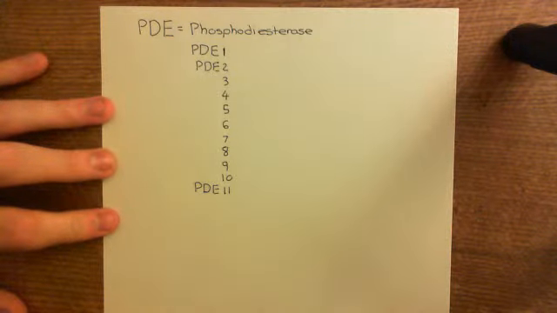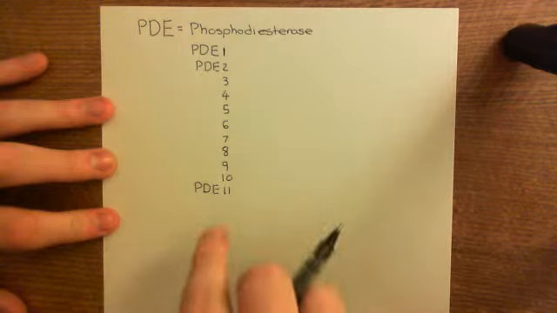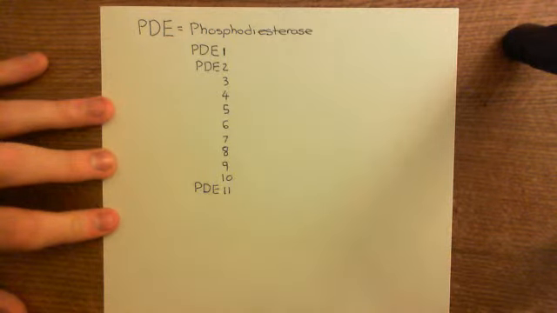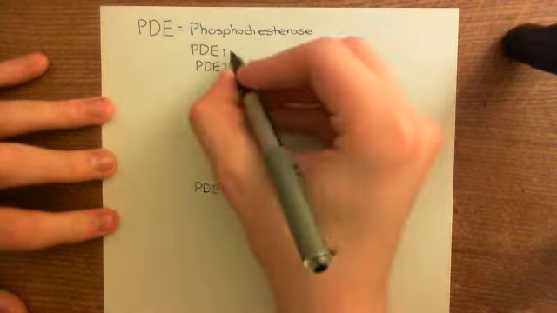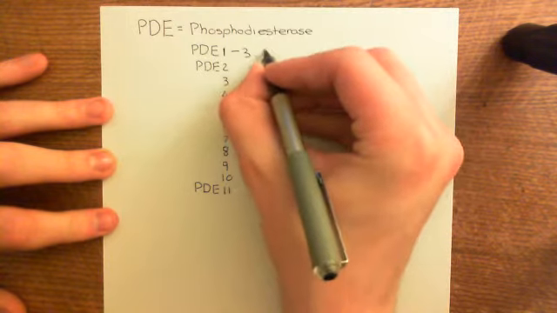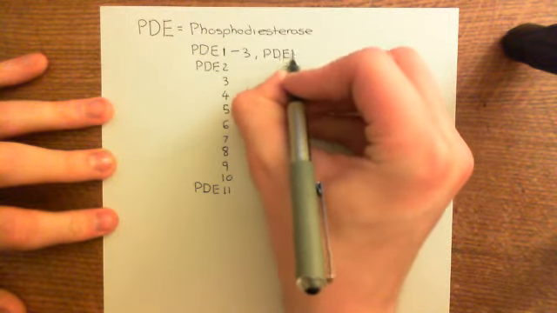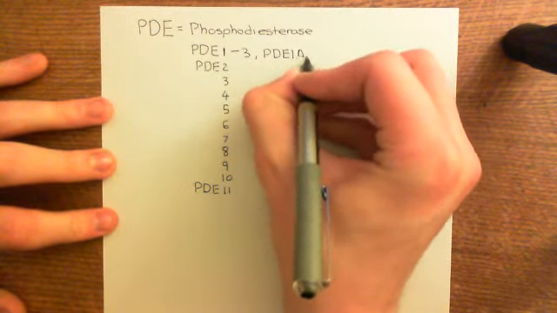Now, within each family, there are multiple genes. In some families there's only one gene, but some families have multiple genes, and they're categorized into a family depending on their structure. They all have a very similar active site, a very similar catalytic site, but they can vary in the other bits that surround the catalytic site. For instance, in the first family, there are 3 separate genes, labeled phosphodiesterase 1A, phosphodiesterase 1B, and finally phosphodiesterase 1C.